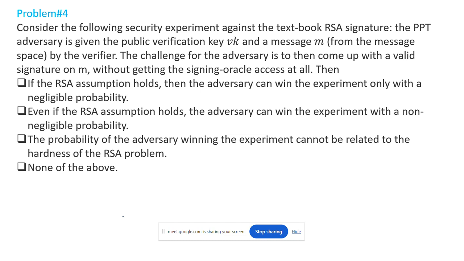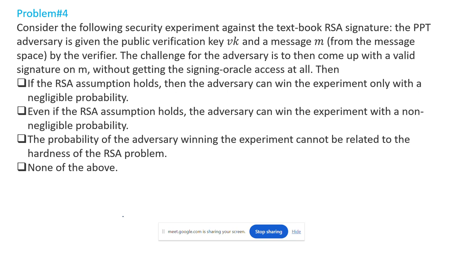Consider the following security experiment against the textbook RSA signature. The PPT adversary is given the public verification key VK and a message M from the message space by the verifier. The challenge for the adversary is to then come up with a valid signature on M without getting the signing oracle access at all.